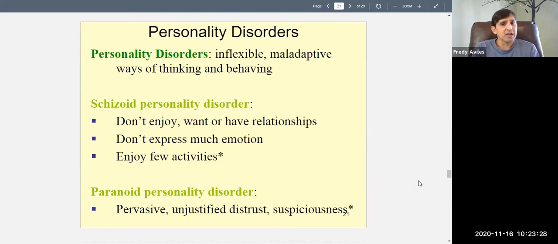And here's the thing. It's one thing for you to be depressed and lonely and stay away from people that way. It's another thing to purposely choose to stay away from people. These people aren't lonely. They're not miserable. They don't want anything to do with anybody. They don't express much emotion, sadness, anger, happiness, nothing. There are very few activities that they enjoy. If there are activities that they do, it's usually things that don't involve any interaction with other people.